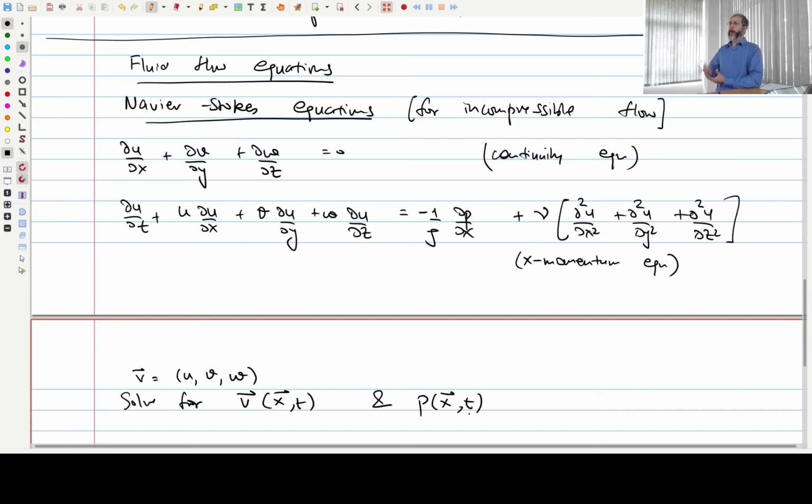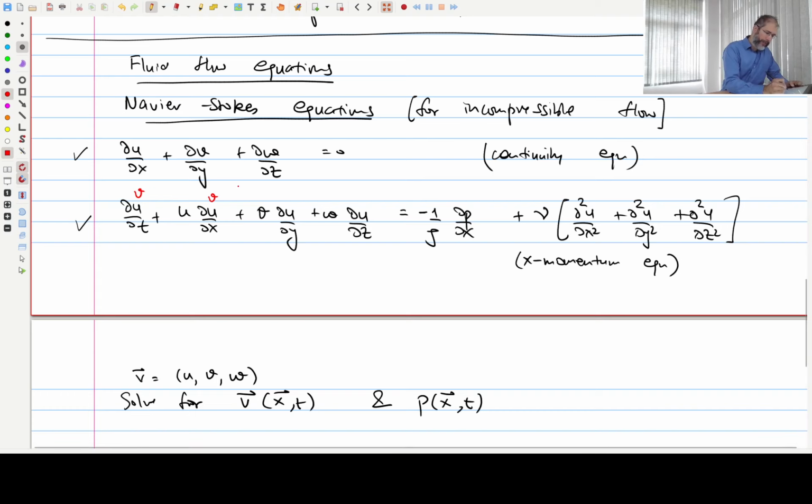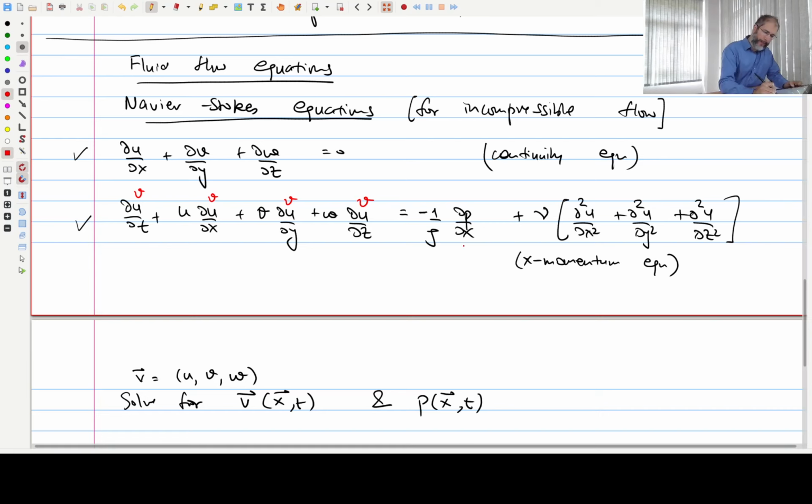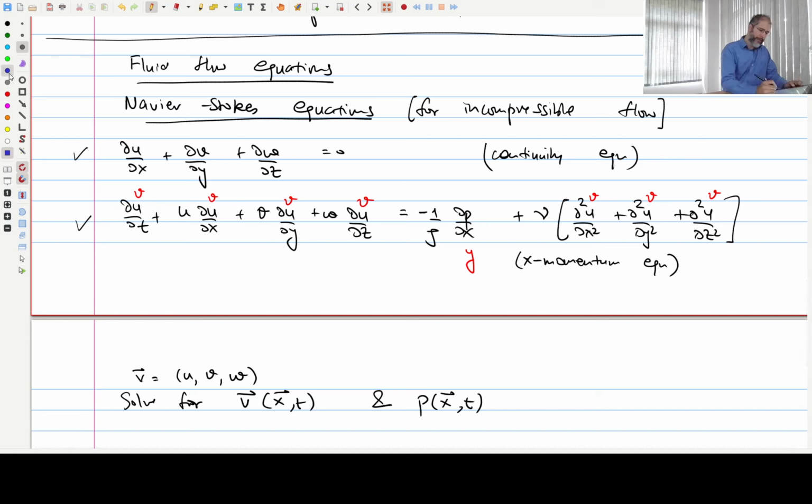The equations you have to solve to get u, v, w, and p are: a continuity equation, an x momentum equation, a y momentum equation, and a z momentum equation. I won't write y and z. For y, you replace this u with a v, and you get a del p by del y on the right hand side. Similarly for the z momentum equation, you replace wherever you have v with w, and instead of the x derivative of P on the right hand side, you get del P by del z.